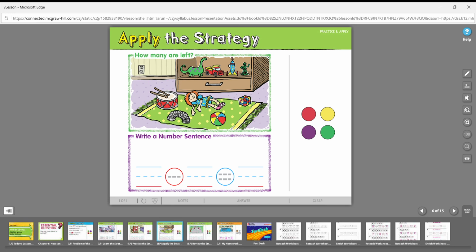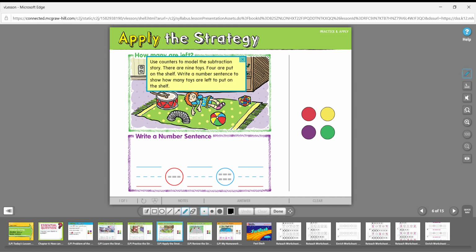That means we're going to use what we've been practicing. Use the counters to model the subtraction story. You can use circles or whatever it is you want to draw. There are 9 toys. Okay, that's a lot of toys. Let's see if we can fit, oh, whoopsies. Erase clear. There we go. Let's try that again. There are 9 toys.